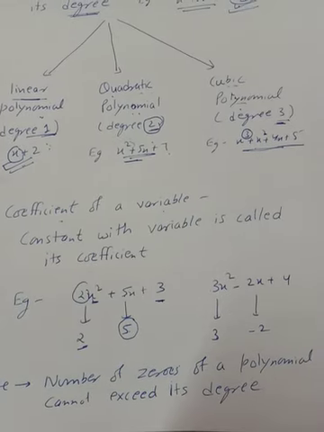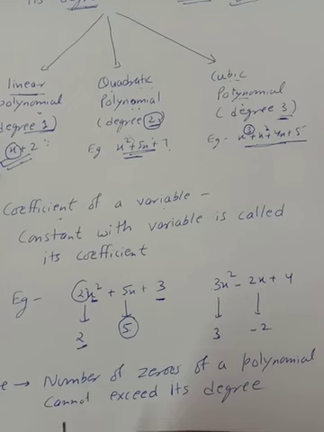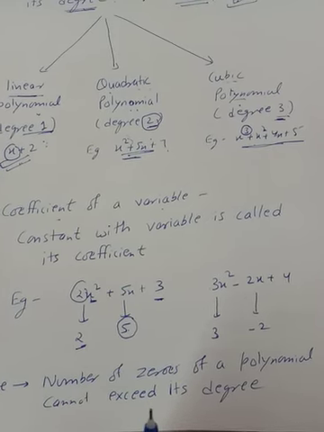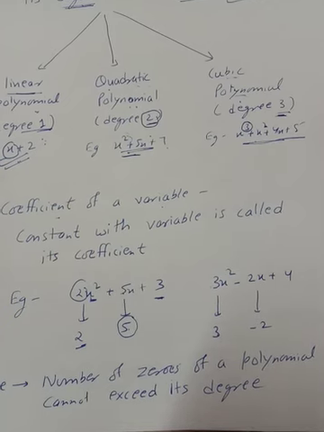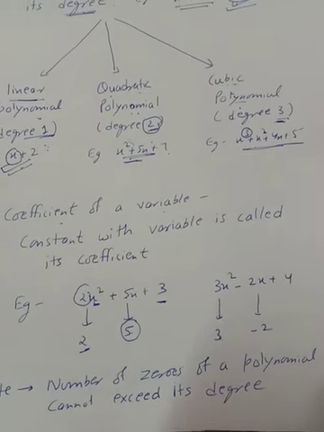And one more thing you have to note down, that the number of zeros of a polynomial cannot exceed its degree. Means if your degree is 2, then you have maximum 2 zeros. If your degree is 3, you have maximum 3 zeros.